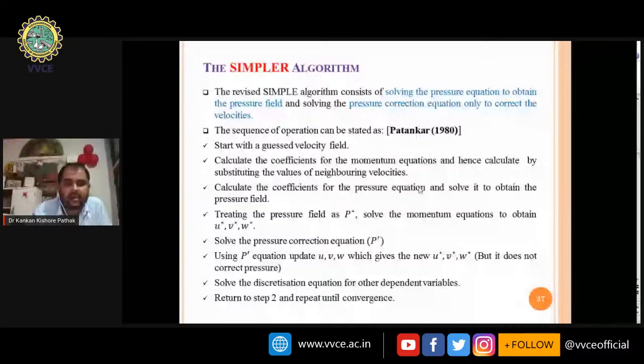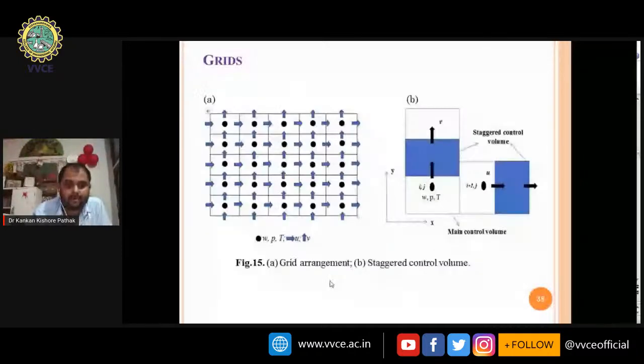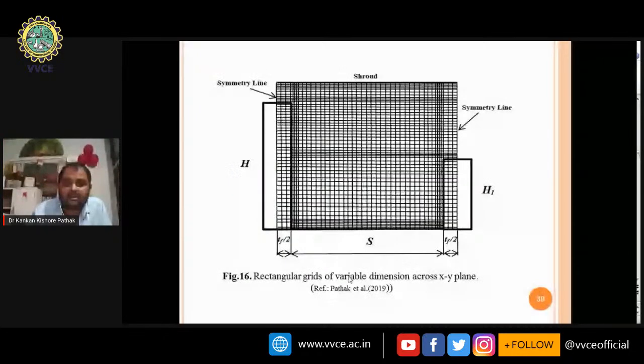Whatever the streamwise velocity, the pressure and the temperature, we have considered those pressure, temperature, and axial velocities at the very center of the grid, and the cross-stream velocities, like U and V, we are considering at the staggered location. Now this is actually the rectangular grid of variable dimension across the XY plane, because this is the solid boundary. Here you can see the non-uniform grids are used, very close to the solid boundary. Non-uniform grids are there, and this is along the XY plane only.